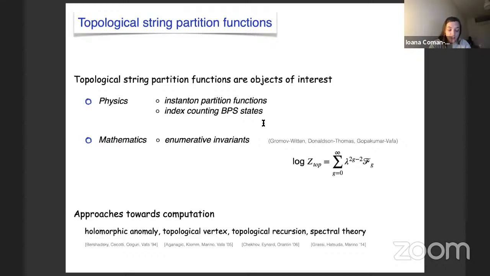Now, at the same time, from the mathematical point of view, these are related to various enumerative invariants. They have a worldsheet description in terms of a formal series expansion in the string coupling parameter lambda, whose coefficients are defined through Gromov-Witten invariants. So they are related to other enumerative invariants like the Donaldson-Thomas ones.